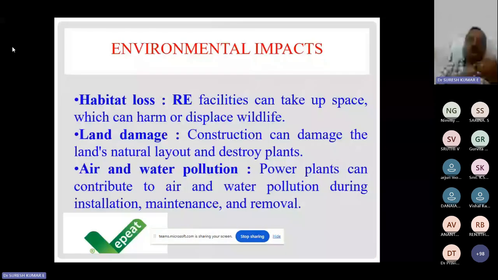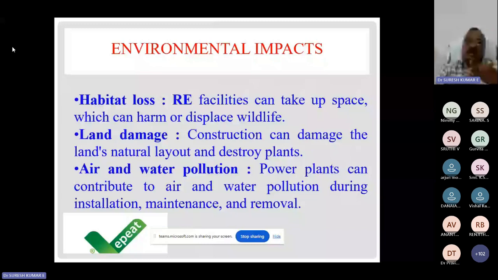Then, as I told earlier, the habitat loss. Renewable energy facilities can take up, first, huge land usage, space, even agriculture land or forest, which can harm or displace wildlife. So it's one of the major issues affecting wildlife and occupying space. Not only that, when we are commissioning a solar plant or a wind turbine, we need to construct a road. So it also affects the habitat.